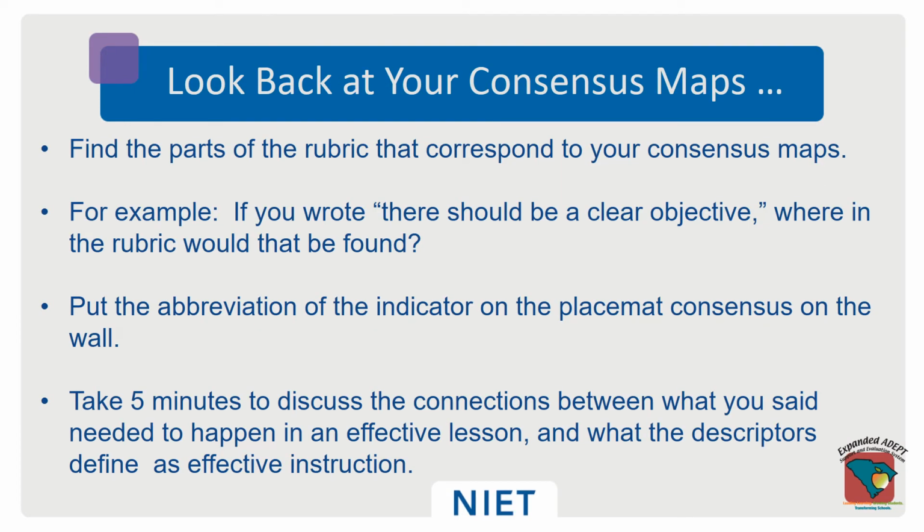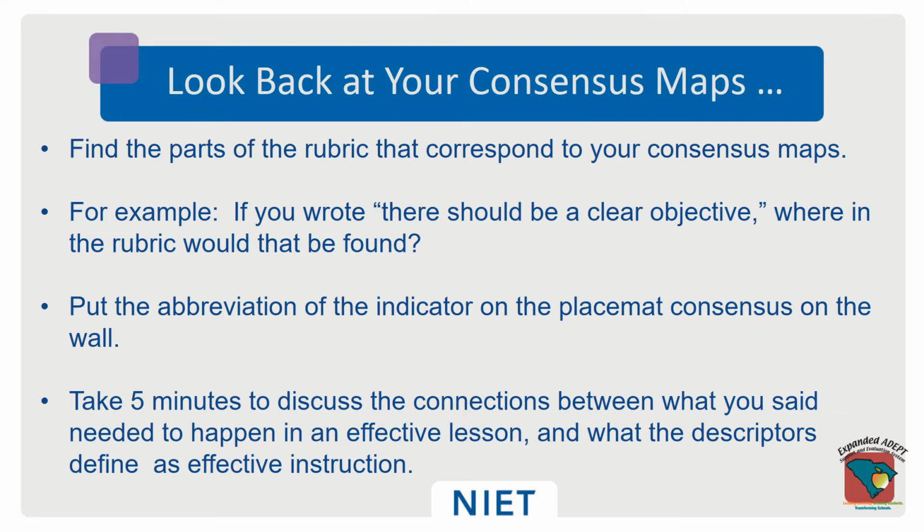The summary exercise in face-to-face training is to have participants return to their consensus map chart and put abbreviations from the instructional domain indicators in the consensus circle. This activity will demonstrate the connections between what they initially listed as elements of an effective lesson and the rubric.